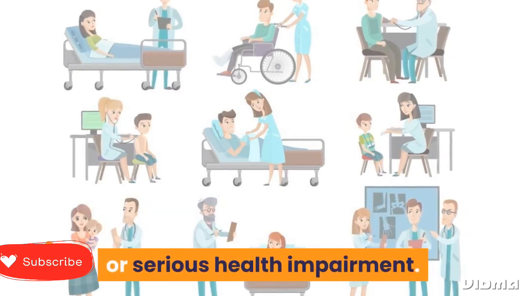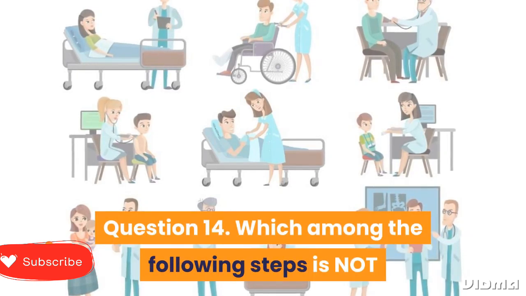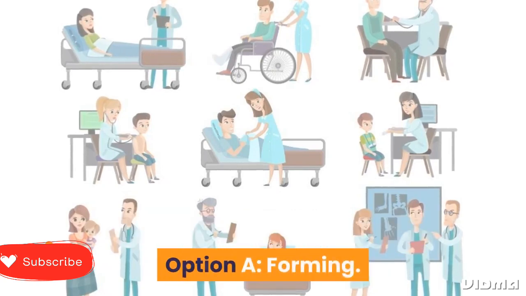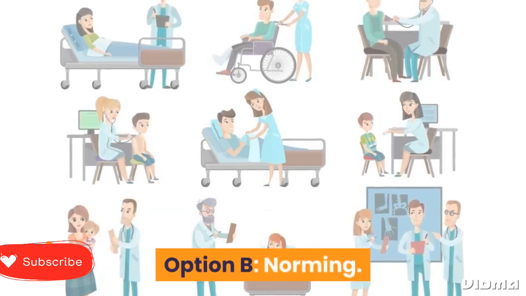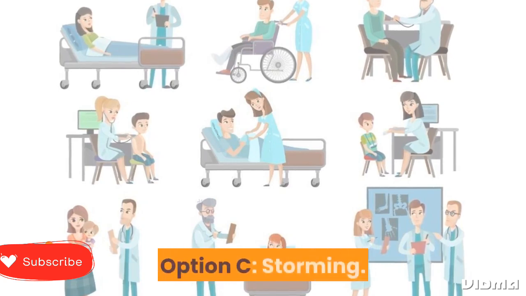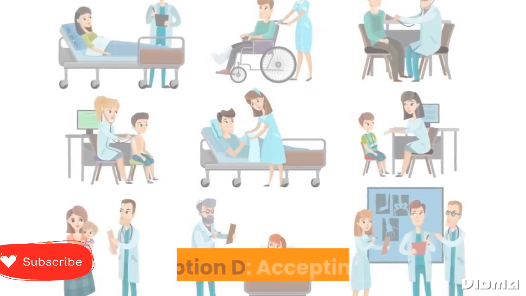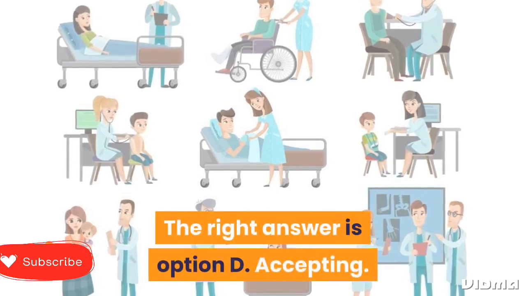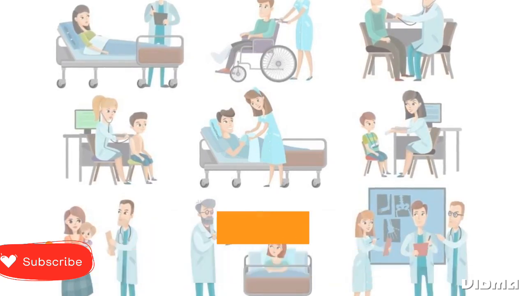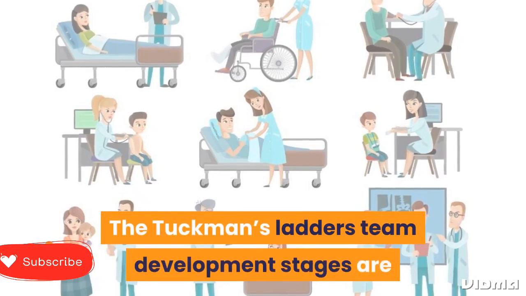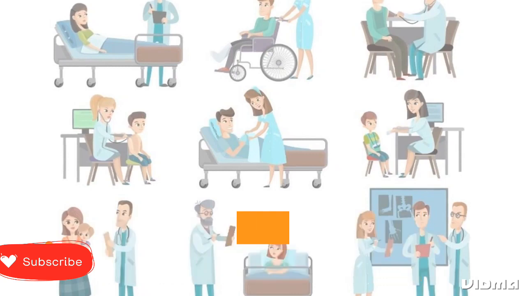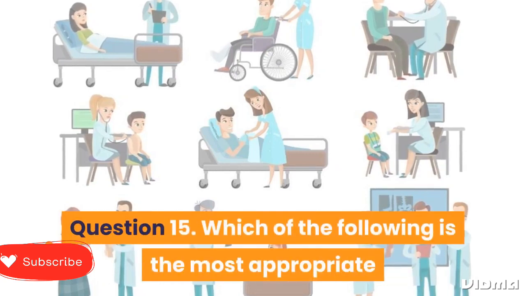Question 14. Which among the following steps is not included in Tuckman's group formation theory? Option A, forming. Option B, norming. Option C, storming. Option D, accepting. The right answer is option D. Accepting is not a valid choice. Tuckman's team development stages are forming, storming, norming, performing, and adjourning.